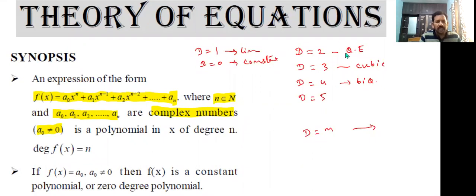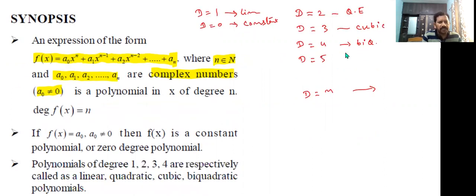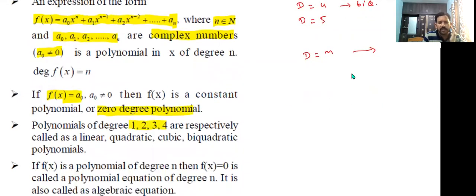Okay. Now f of x is equal to a naught. A naught means what? That is a constant. Then what is the degree? 0. So f of x is a constant polynomial or 0 degree polynomial. The polynomials of degrees 1, 2, 3, 4, we can say degree 1 means linear, degree 2 means quadratic, degree 3 means cubic, degree 4 means biquadratic polynomials. Just now I discussed. Okay. Degree n means nth degree polynomial equation.